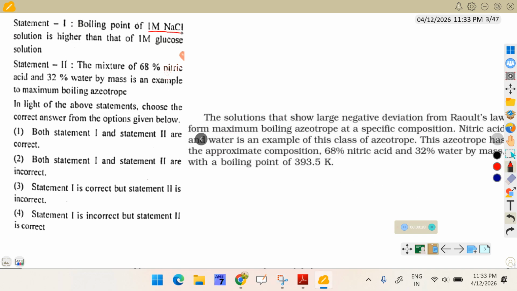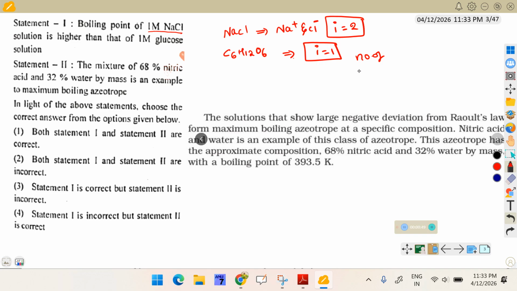The boiling point of a 1 molar NaCl solution is higher than that of a 1 molar glucose solution. NaCl can dissociate into Na plus and Cl minus, so its van't Hoff factor value is equal to 2. Glucose dissociation is not possible, so its van't Hoff factor value is equal to 1. We know the number of solute particles here is 2, here is 1.